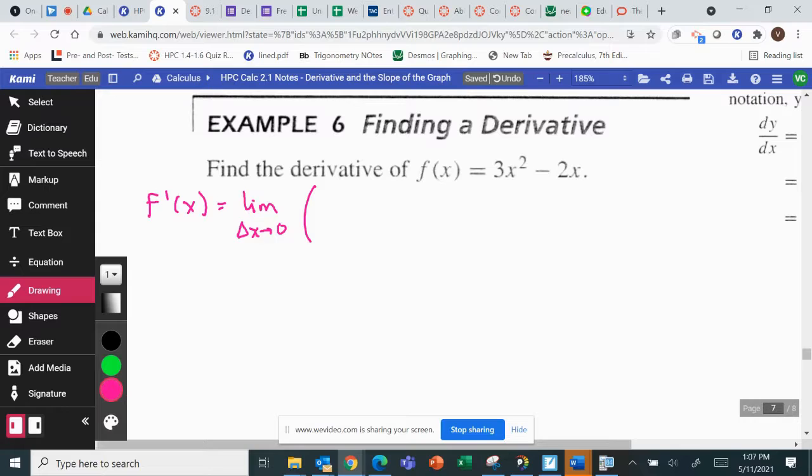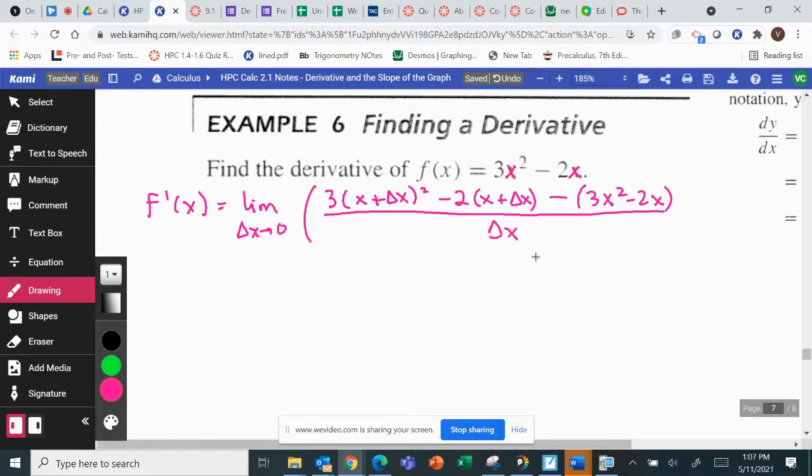And then we have to use the formula, which says to do f of x plus delta x. So I use my x equation, and wherever I see an x, I'm going to replace it with x plus delta x. So we'll have 3 parentheses x plus delta x squared minus 2 parentheses x plus delta x. Then we subtract off f of x. So we subtract off 3x squared minus 2x. And then that goes over delta x. So that's what we were doing last time.